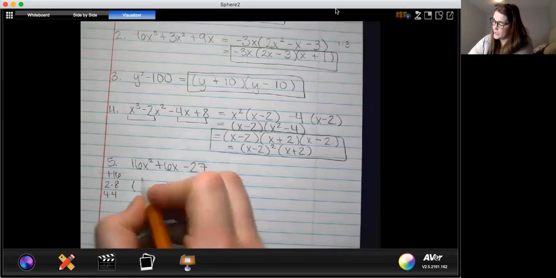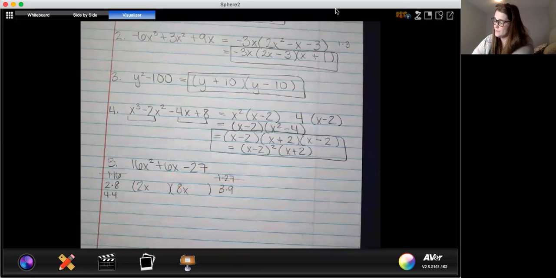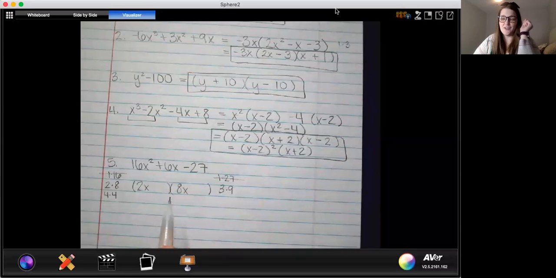Okay, so let's try 2x and 8x. Now, one of the tricks I've taught you is that you should never have even numbers together, which isn't going to be a problem here because 3 and 9 are both odd, so I don't have to worry about it. And 3 and 9 are not factors of 2 and 8. So more of a guess and check option.